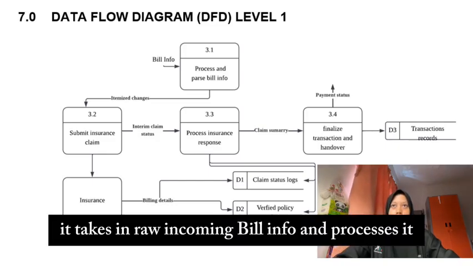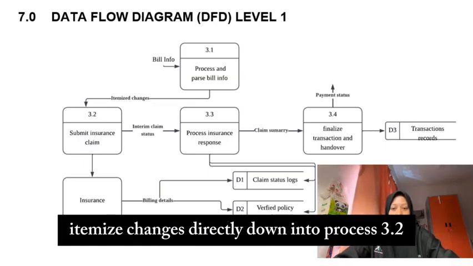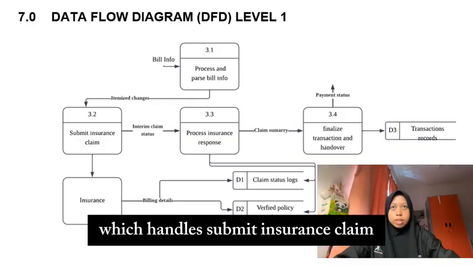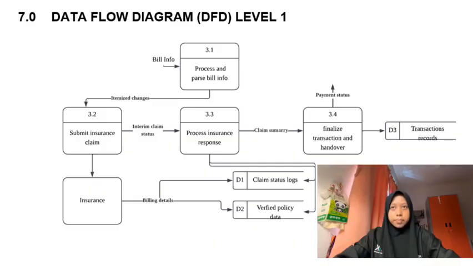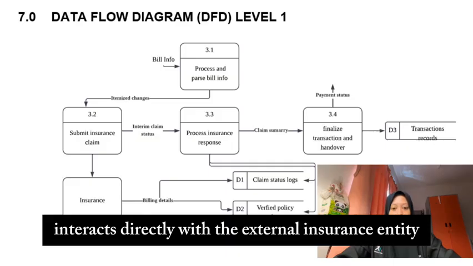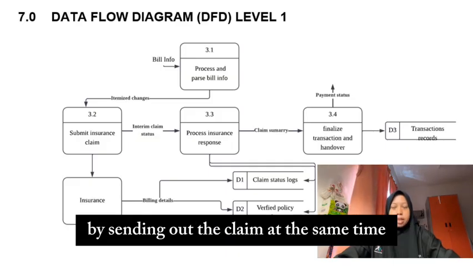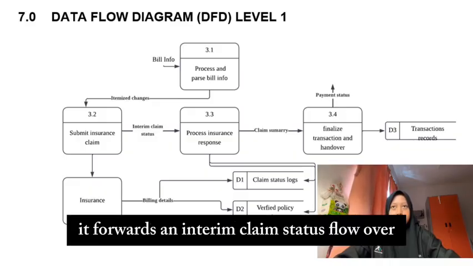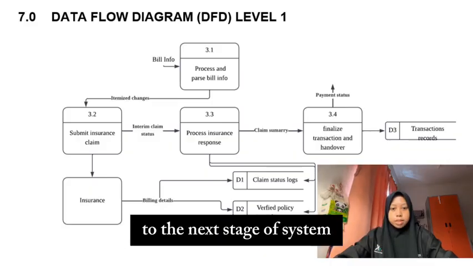It takes in raw incoming bill info and parses it, routing the structured itemized charges directly down into process 3.2, which handles submit insurance claim. From here, process 3.2 interacts directly with the external insurance entity by sending out the claim. At the same time, it forwards an interim claim status flow over to the next stage of the system.